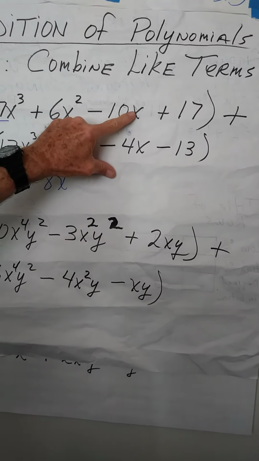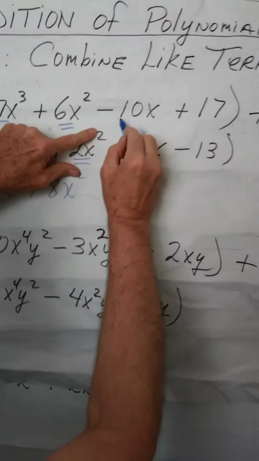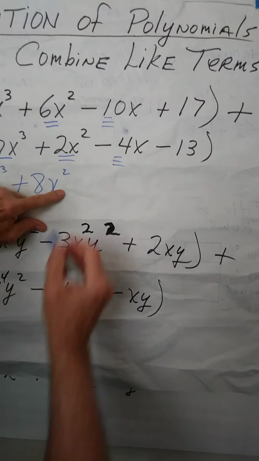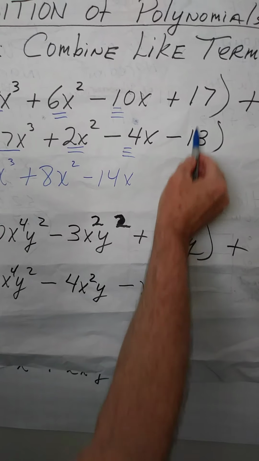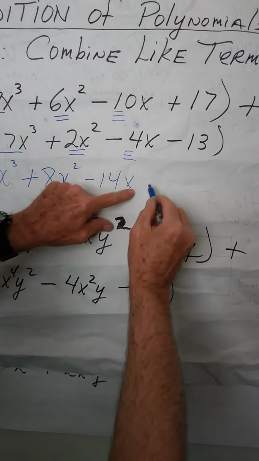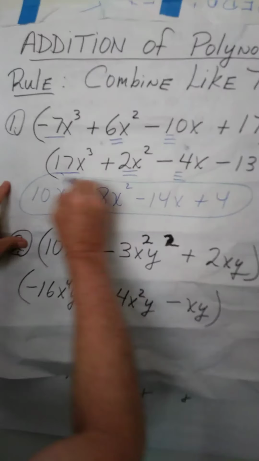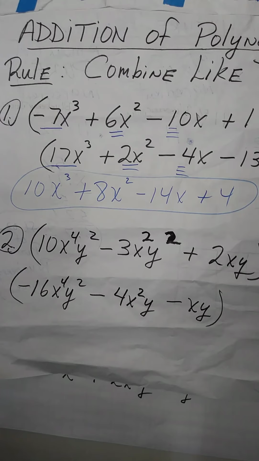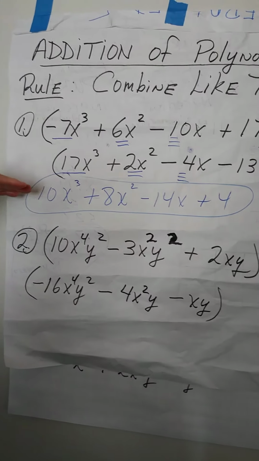We go to the last name of x. They're like terms. Maybe you don't need to do anything. A negative 10 added with a negative 4, a negative 14x, and then take care of the constant terms. A positive 17 coupled with a negative 13, a positive 4. There's our sum.